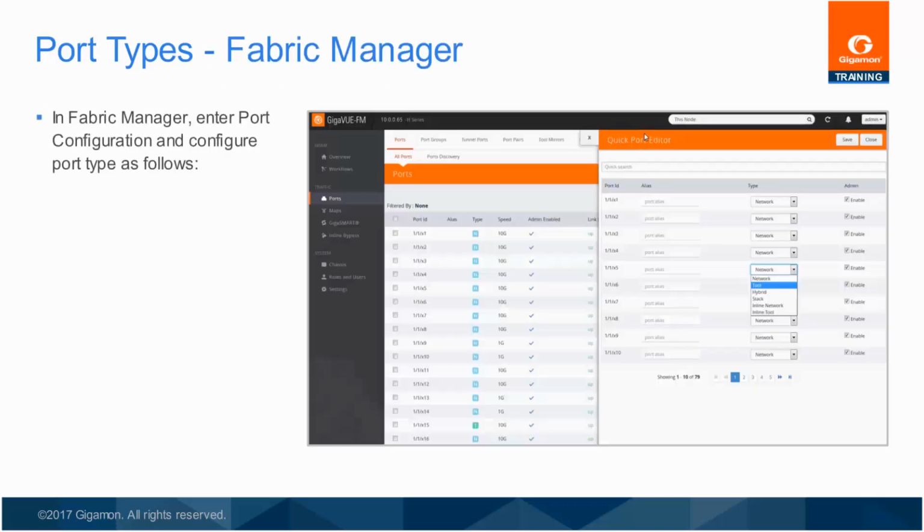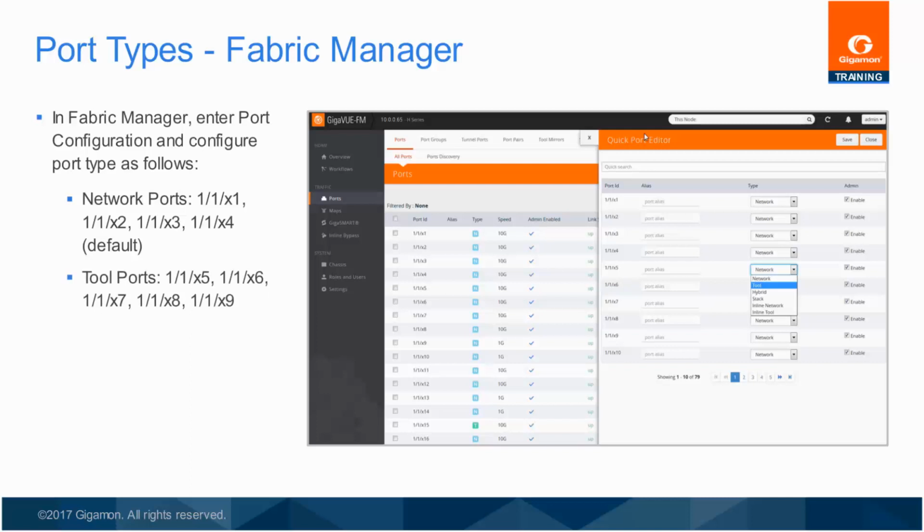Before any GigaSmart operation, log into Fabric Manager and configure which ports on a node serve as network ports and which ones serve as tool ports. Use the Quick Port Editor panel to select the port type. Since all ports are network ingress ports by default, some ports need to be changed to behave as tool egress ports. For instance, change port X6.